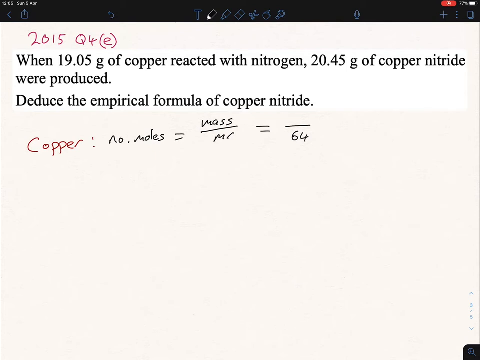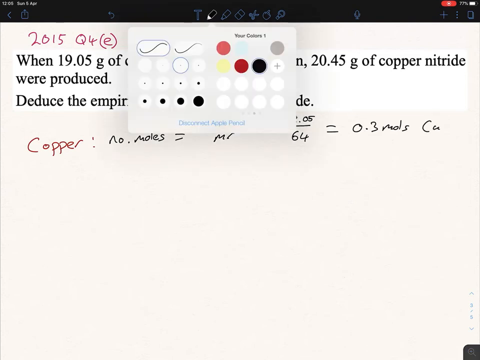Now, we're told that there's 19.05 grams of copper, so 19.05 here. If I divide 19.05 by 64, we're going to be left with 0.3 moles of copper, Cu. So put a little box around that.